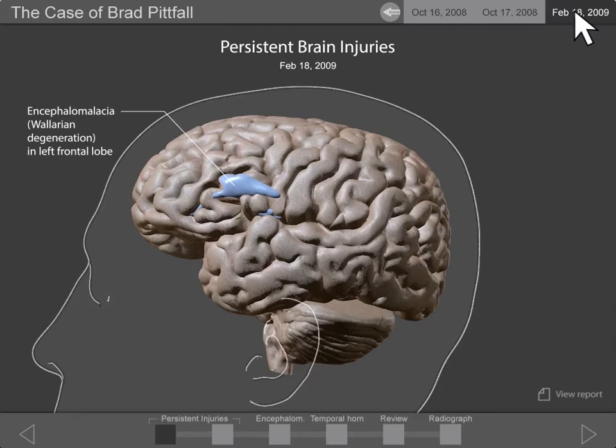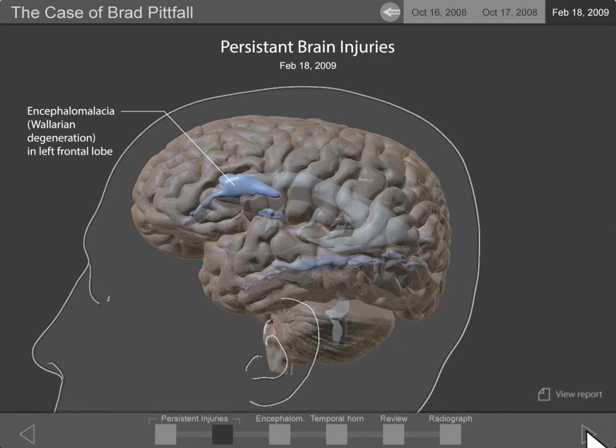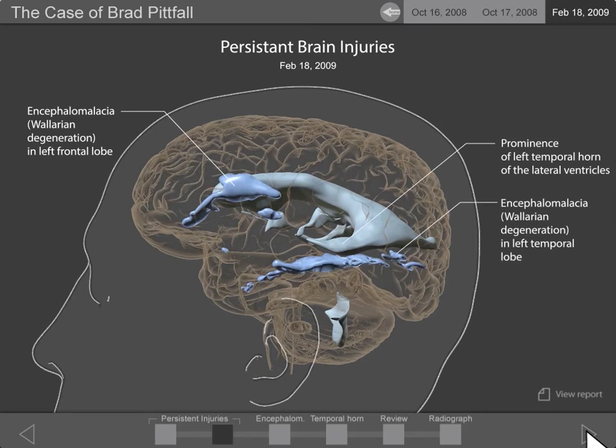Four months after the injury date, there are persisting areas of injury. There are areas of encephalomalacia, also known as Wallerian degeneration, on the surface of the left frontal lobe of the brain. These are regions of degenerated brain tissue that have become filled with cerebral spinal fluid, or CSF. These regions of encephalomalacia extend internally into the brain and are found in the frontal and temporal lobes. The left temporal horn has enlarged or become prominent to compensate for this space.